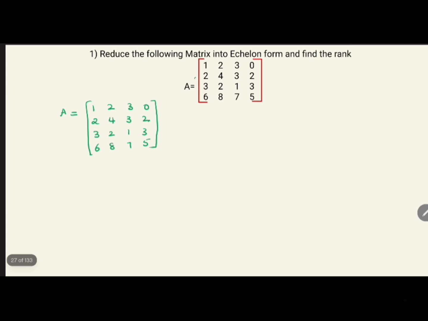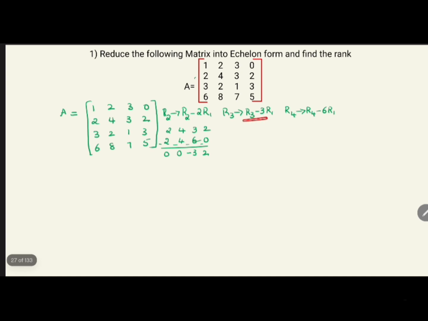So let's write down those row elementary operations here. R2 implies R2 minus 2R1. R3 implies R3 minus 3R1. And the last one is R4 implies R4 minus 6R1. Now what is the first operation? R2 minus 2R1. Write down R2: 2, 4, 3, 2. Now I will multiply R1 with 2. That is 2 1s are 2, 2 2s are 4, 2 3s are 6 and 0. I will subtract all these elements now: 0, 0, minus 3 and 2.